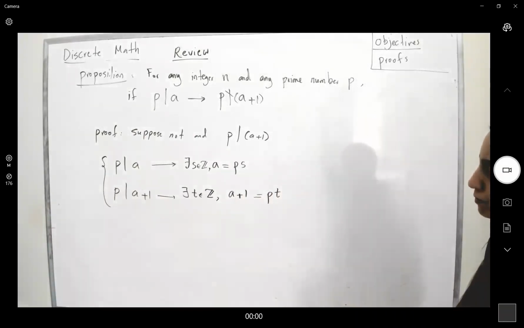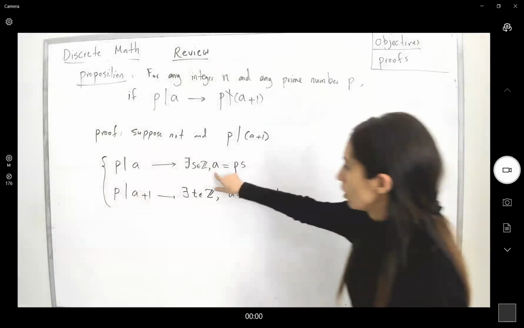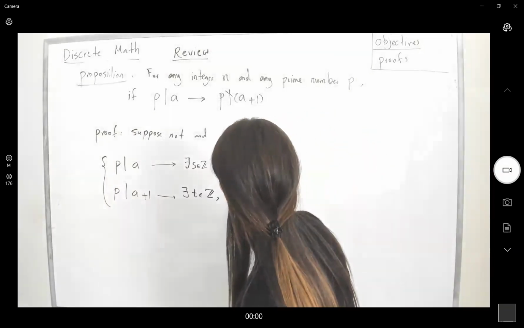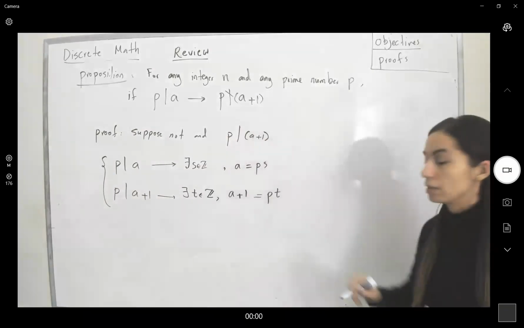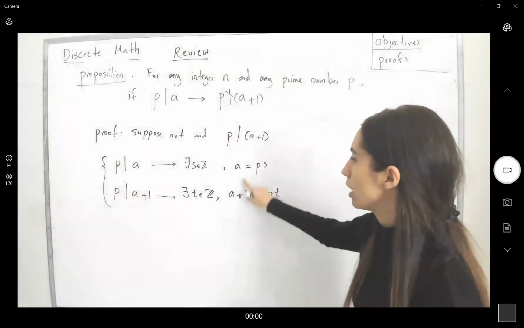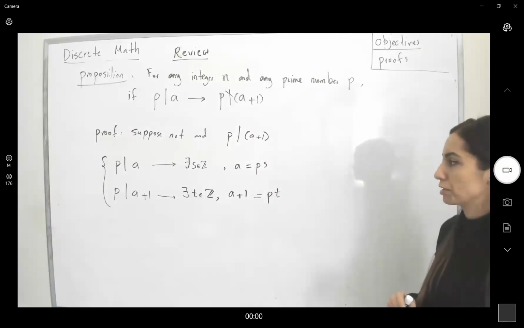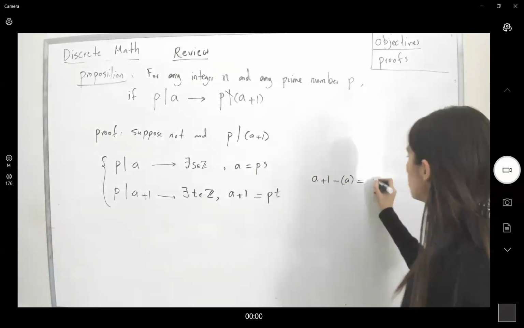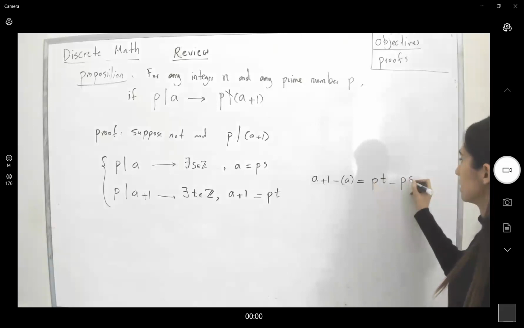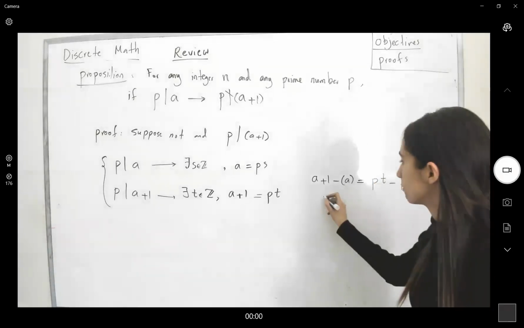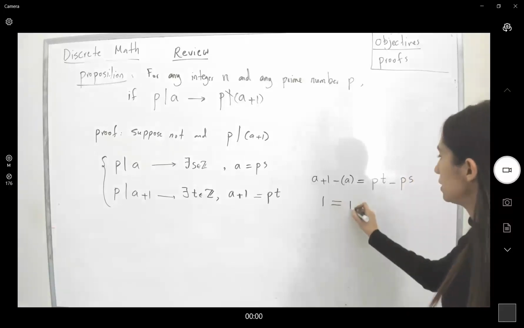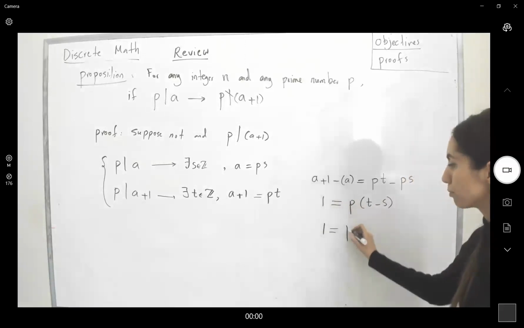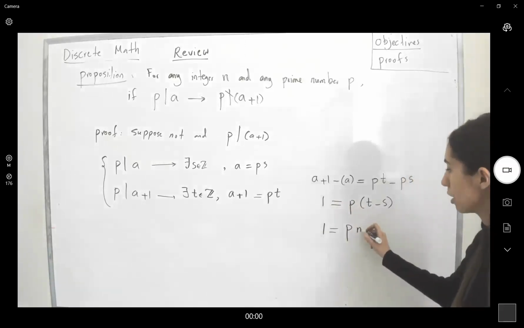Okay, here we go. So I have two equations. A is ps and a plus 1 is equal to pt. I'm going to subtract these two equations. Let's see. So I have a plus 1 minus a equals to pt minus ps. What's the meaning of that? It means that 1 is equal to p times t minus s. It means that 1 is equal to a prime number times an integer like m.